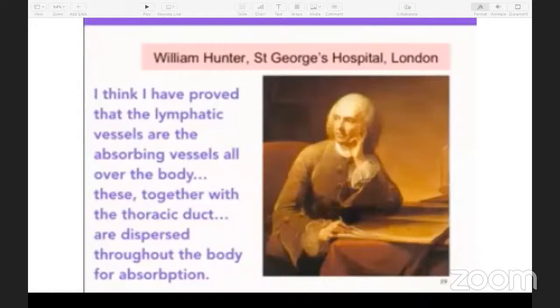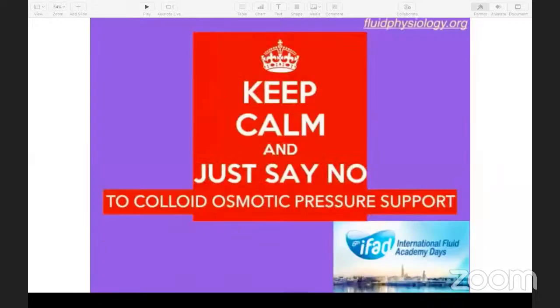So in conclusion, William Hunter, in 1675, around there, made this statement: I have proved that the lymphatic vessels are the absorbing vessels all over the body. These, together with the thoracic duct, are dispersed throughout the body for absorption. This statement was made more than 300 years ago, but now Starling came along and work has been done up to date. But now I think William Hunter is true. We can still hold this statement true to this day, though along the way we may have lost it.